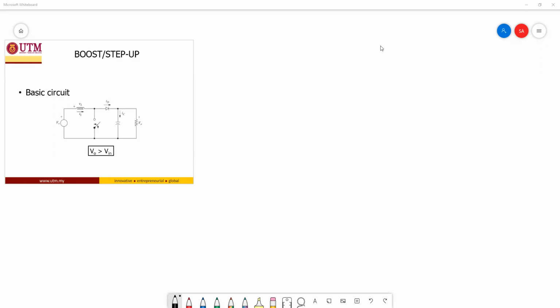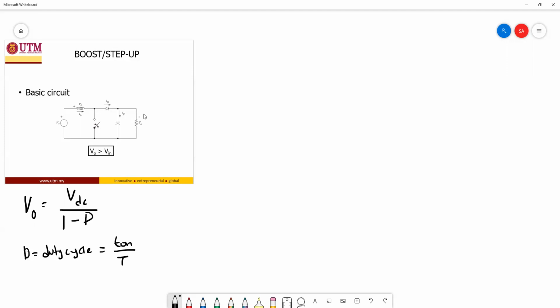So this is the lesson for analysis of boost DC-DC converter. Due to its name, boost, it can boost the input voltage into a higher output voltage. The relationship in theory between the output and input voltage can be written as V out is equal to VDC over 1 minus D, where D is the duty cycle, which is the ratio between T on over T.